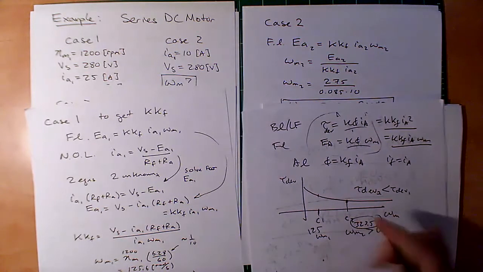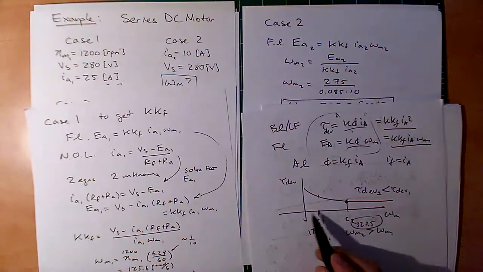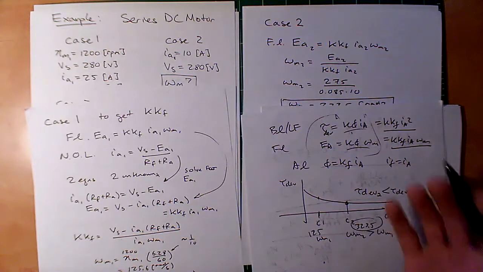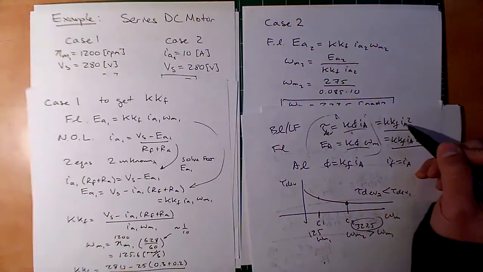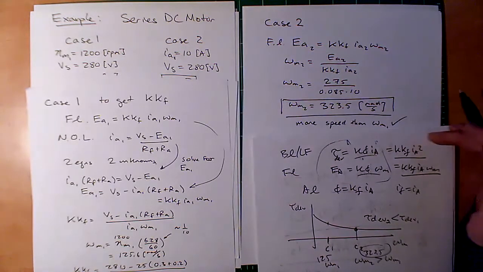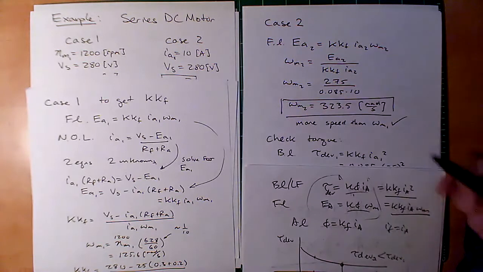That is consistent with our intuition that at a lower torque, we get a higher speed. Now, do we in fact get a lower torque? I'm sure we do. Look, we have the equation KKF, and we can calculate it twice, once for case one and once for case two, and I do that here.